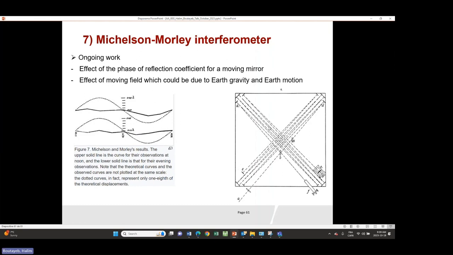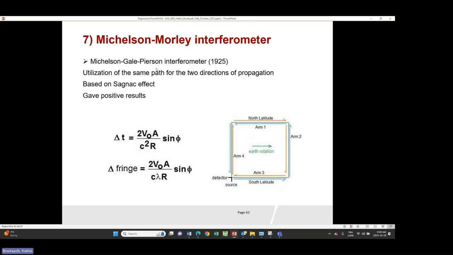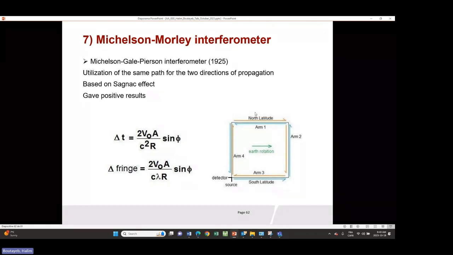Actually here in the second interferometer, in order to increase the length, Michelson and Morley used many mirrors, as we see here. But increasing the number of mirrors doesn't resolve the problem of the phase of reflection coefficient, because you just add them up. And then in a letter in 1925, based on the Sagnac effect, we'll talk about the Sagnac effect after, they used another interferometer which doesn't have the problem of asymmetry. In this interferometer, the wave propagating in one direction and the wave propagating in the other direction use the same waveguide. So there is no asymmetry in this problem. By using this, they were able to get a positive result, so they could get the speed of rotation of the Earth.